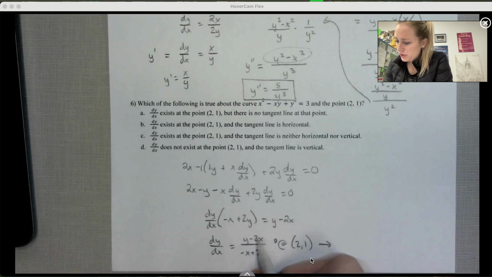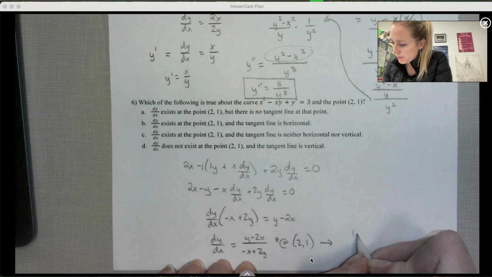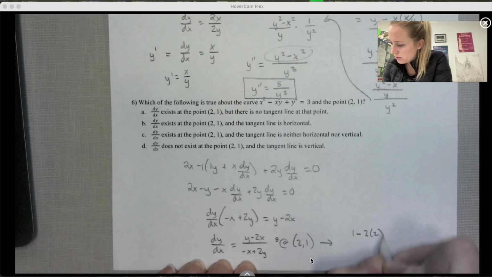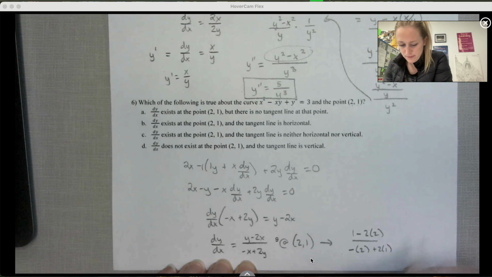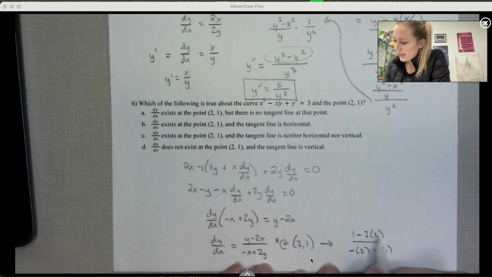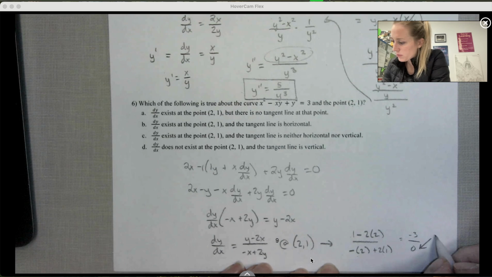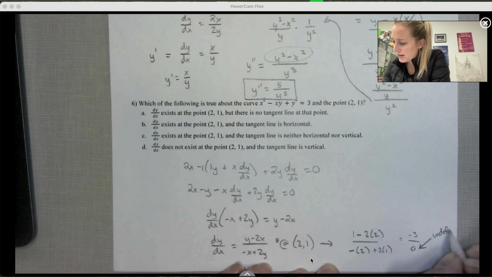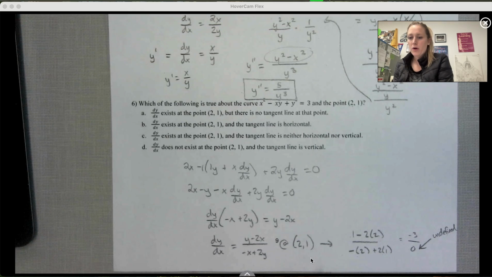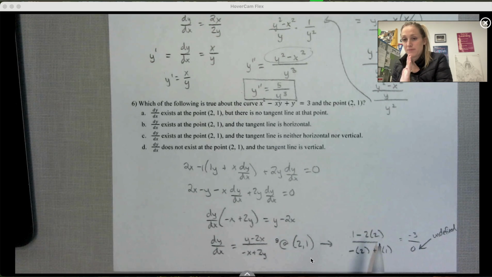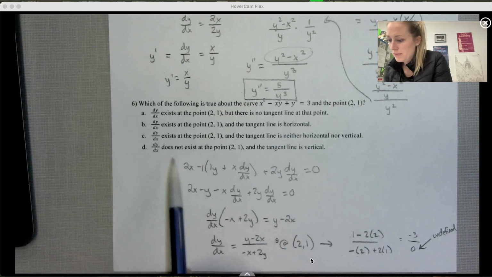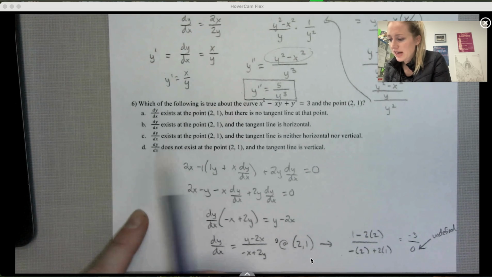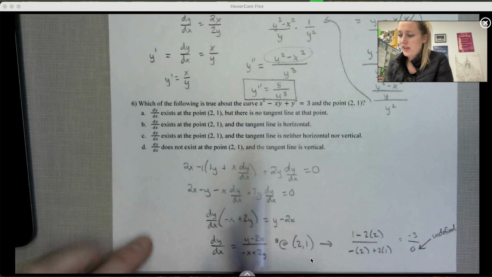Okay, so if I plug in 2 for the x and 1 for the y, we got 1 minus 2 times 2, over -2 plus 2 times 1. All right, so here I get 1 minus 4, -3. Here I got -2 plus 2 is 0. So because we're getting division by 0, we have undefined at this point. So we have a vertical tangent line is what that means. So dy/dx does not exist, and the tangent line is vertical.